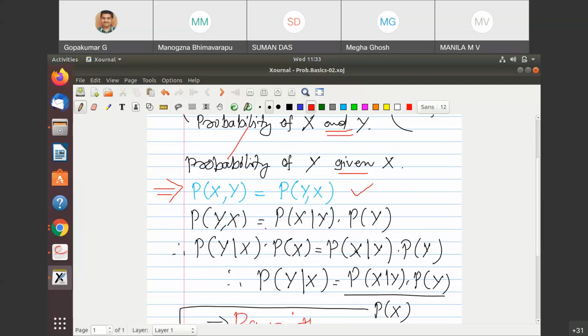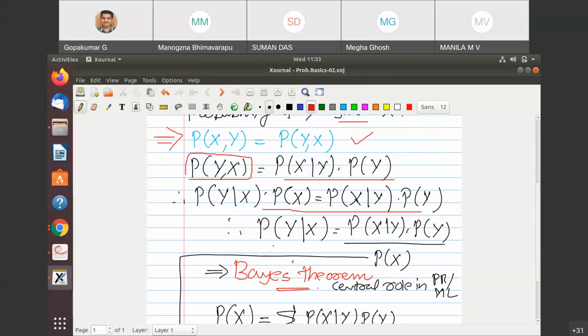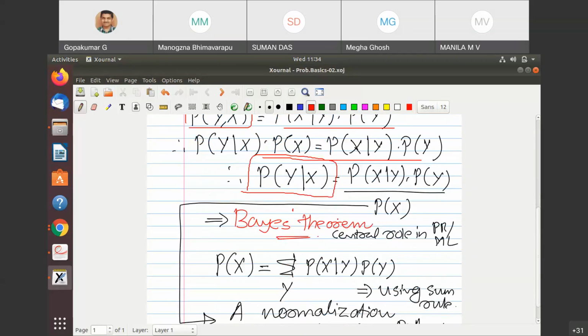So that means accordingly we can write probability of y comma x as probability of x given y times probability of y, and using the equality that we have just seen, we can write this equation like this. And then from there we can derive probability of y given x is equal to probability of x given y times probability of y divided by probability of x, which is the very famous Bayes theorem, that you might have studied during your UG course.